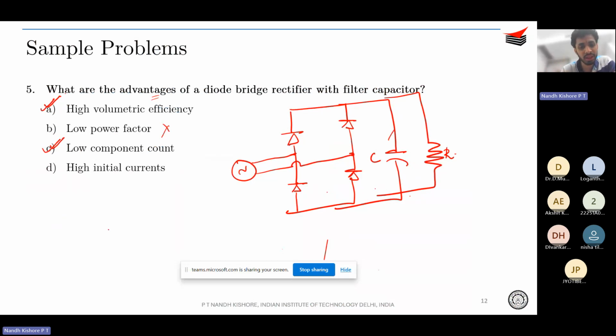You just need a capacitor and a resistor. So it has low component count, and having high initial current is definitely not an advantage. High initial current is required to charge up the capacitor, right? So it will take up a huge current because I is equal to C dV/dt. Let's say your capacitor voltage needs to go to 400 volts, and initially capacitor voltage is 0. So it tries to go to 400 volts immediately, which means that it will take in a huge current. So huge initial current, that's also not an advantage, obviously.